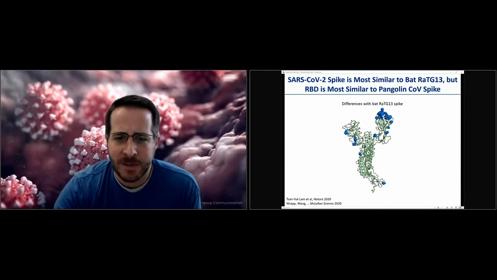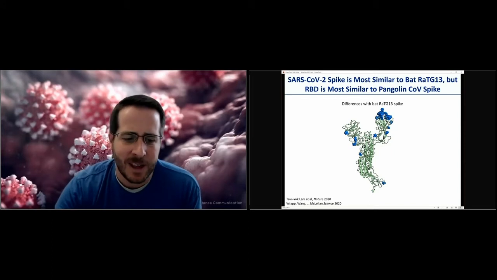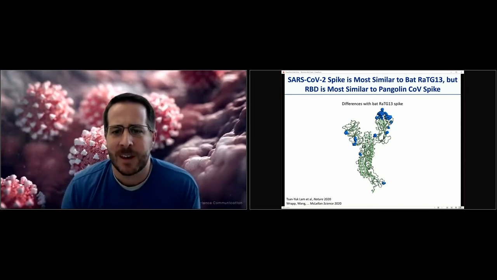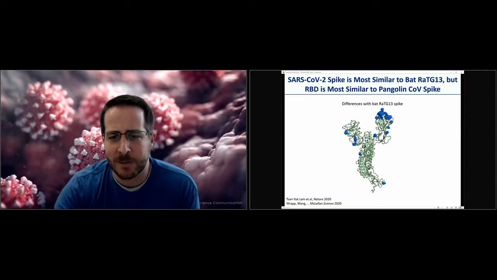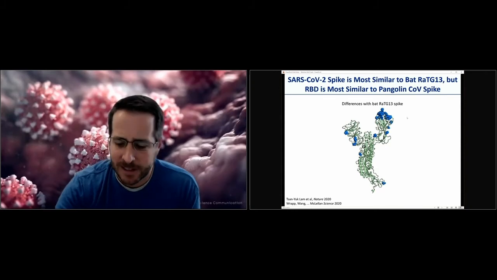We could compare with the closest known spike sequence, which is from the bat coronavirus RaTG13. We see some differences, in blue, between RaTG13 and SARS-CoV-2, a lot of the differences in the receptor binding domain. And it's now been shown by others that the RBD is actually most similar to a pangolin coronavirus spike, suggesting possibly a recombination between a bat coronavirus spike and a pangolin coronavirus. So really interesting. All the mutations are in the ACE2 binding site.